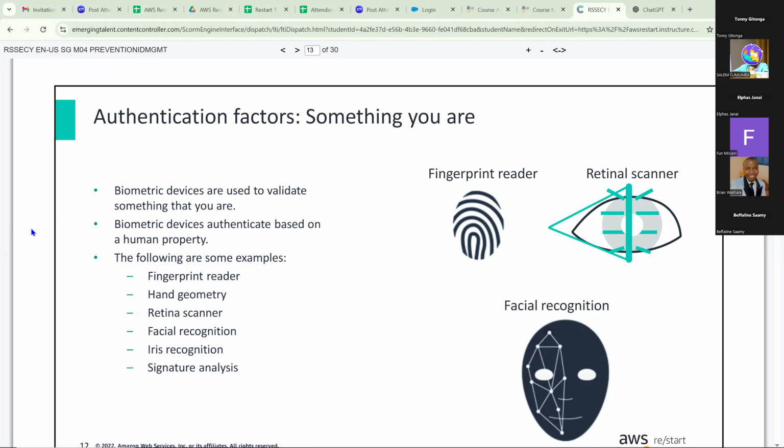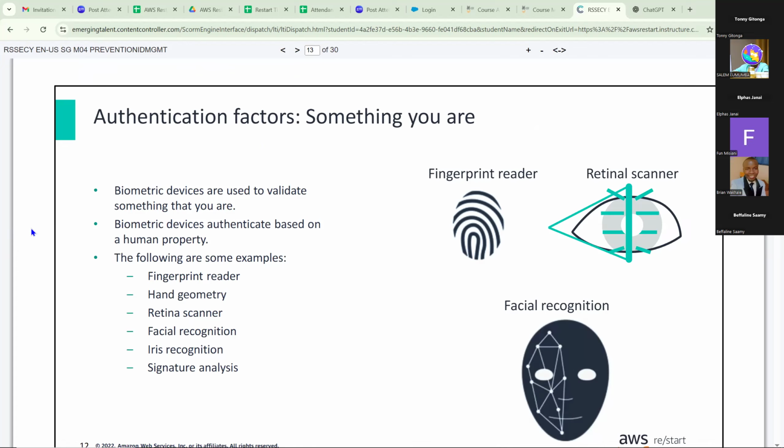You can either do fingerprint. Those who have watched movies, you've seen those doors that have places where you put your fingerprint. There are some that use hand geometry. I've never seen one, but I remember hand geometry. It's like a touch pad, you spread your fingers and place them there.